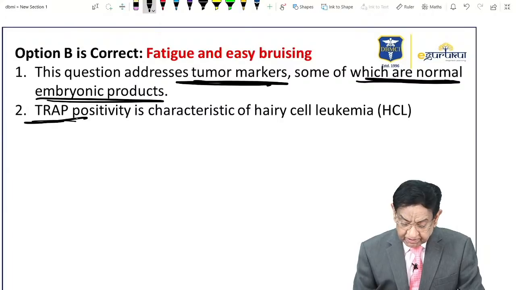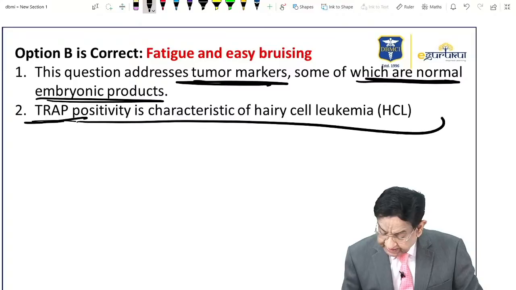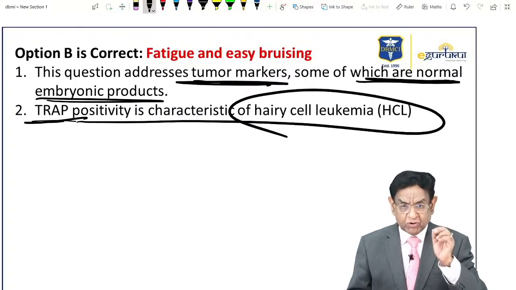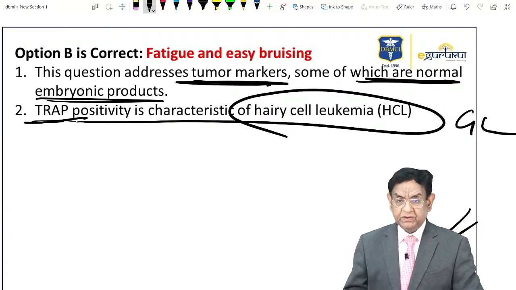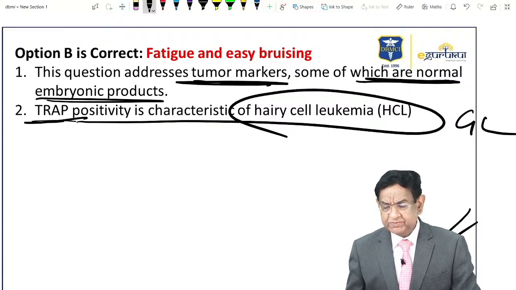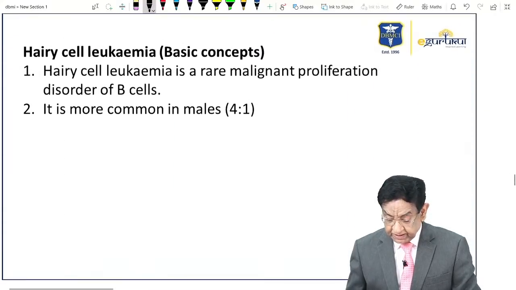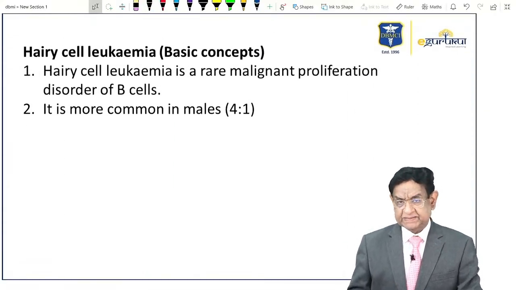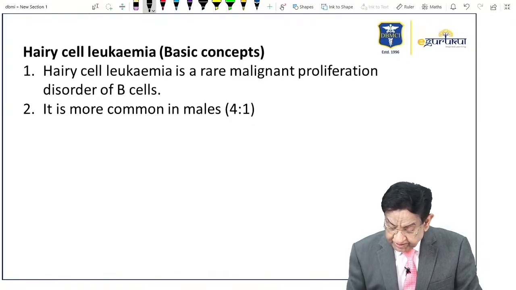TRAP, tartrate resistant acid phosphatase. This positivity is indicative of hairy cell leukemia, is the golden line to remember. Right? Golden line. TRAP positive is 99% hairy cell leukemia. So let's learn some basic concepts about hairy cell leukemia. We'll talk about the oncology part.